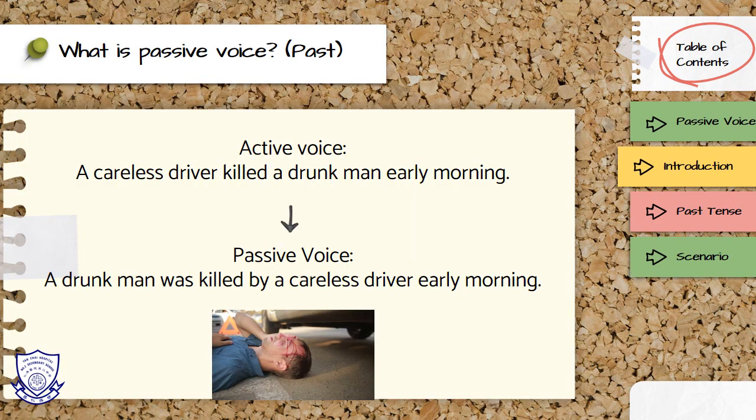So next part, that is sentences in the passive voice in simple past tense. The example in the active voice is: a careless driver killed a drunk man early morning. And in the passive voice, the sentence is rewritten as: a drunk man was killed by a careless driver early morning.